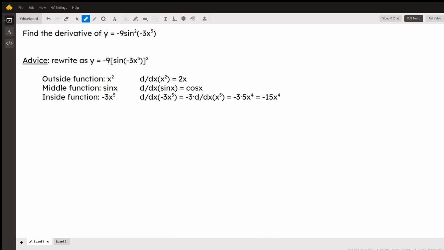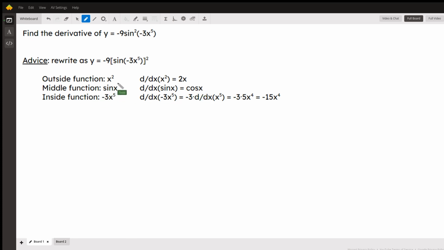Once we've done that, I would like to get a plan of what the functions are. With the exception of that -9 constant, the outside function is something squared, and we know the derivative of x squared is 2x. We'll use that. The middle function is sine of something, sine of stuff. We know the derivative of sine is cosine, and we're going to use that.